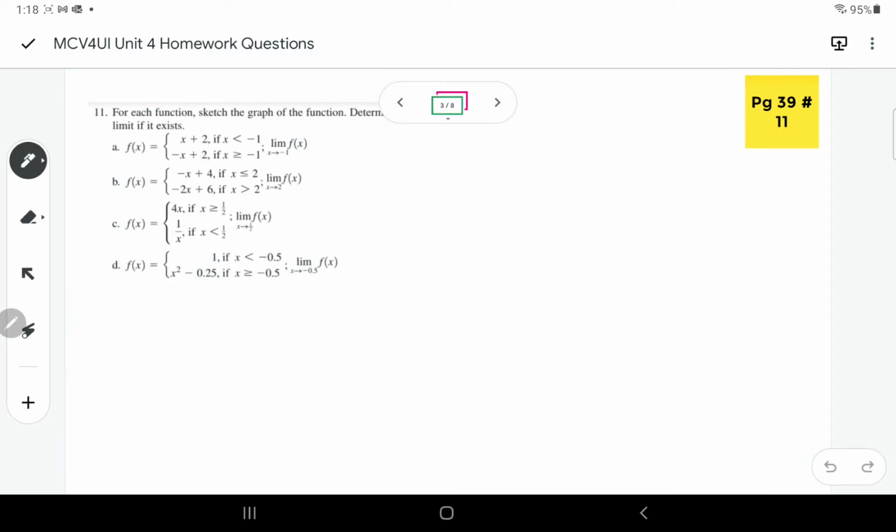And then the next one, page 39, number 11. Sketch the graph of the function and determine the limit if it exists. I'll do a couple of these, probably not all. I'm trying to figure out which ones are going to exist and not exist. So maybe we'll try B.